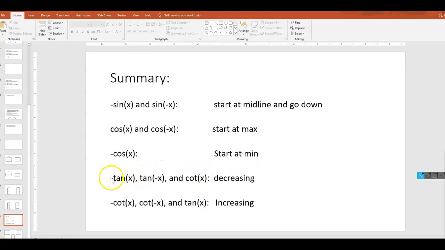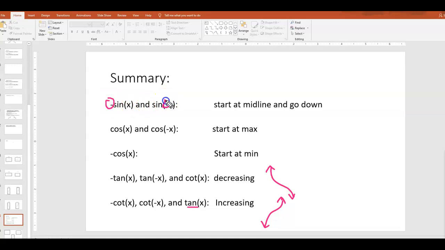Now, for these three functions, whether it's negative tangent or tangent of negative x or cotangent, they're all decreasing. Now, what do I mean by that? I mean that the graph goes like this. It goes down as we go left to right. It goes in that direction. Whereas if you have a tangent graph, that looks like a cotangent with a negative inside or outside, which is like that.